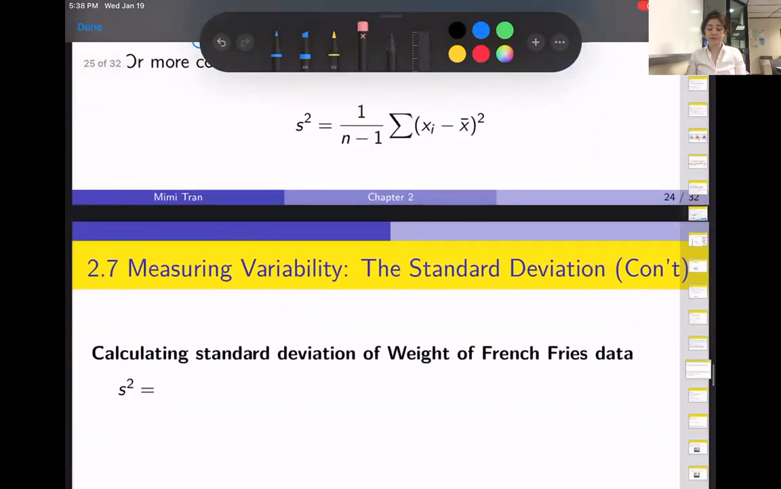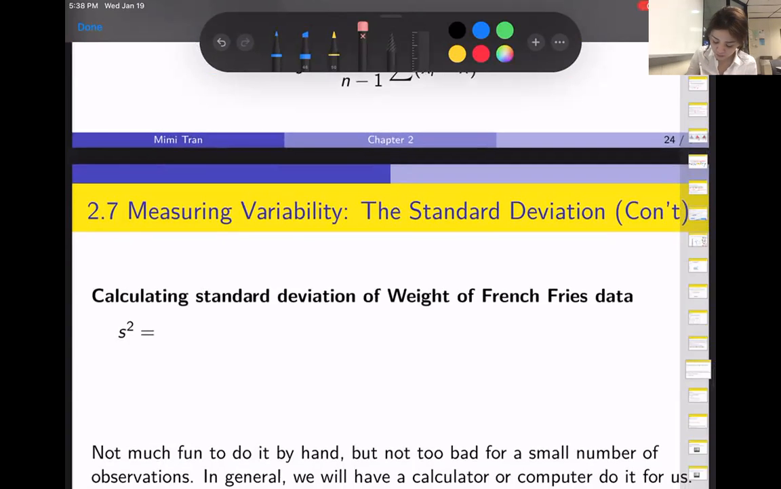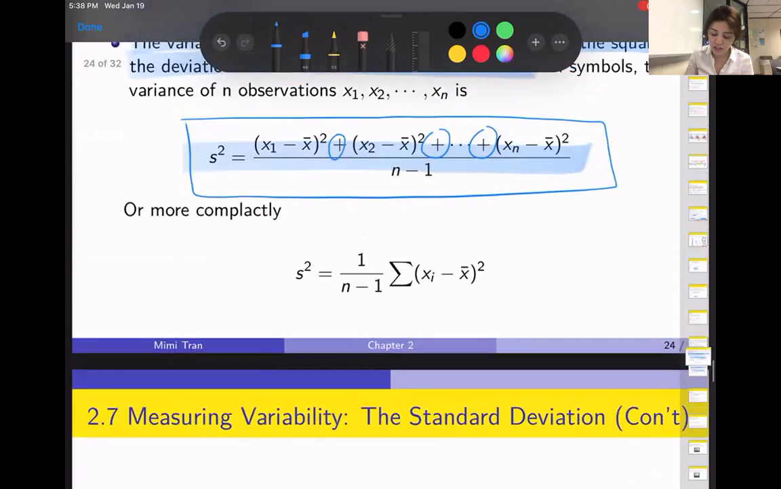All right, so remember the French fry data. We're going to calculate the standard deviation of the French fry data. Okay, so let me write out just the first few terms of the formula. So it's x1 minus x bar squared, plus x2 minus x bar squared, plus all the way to xn minus x bar squared, right? x1, x2, xn, those are just the observations.